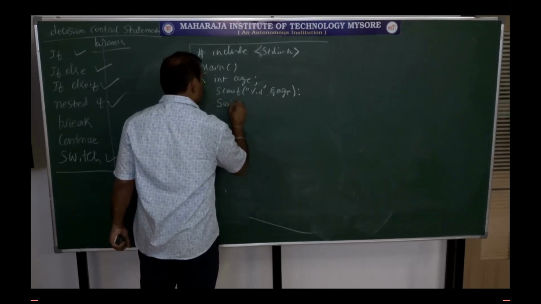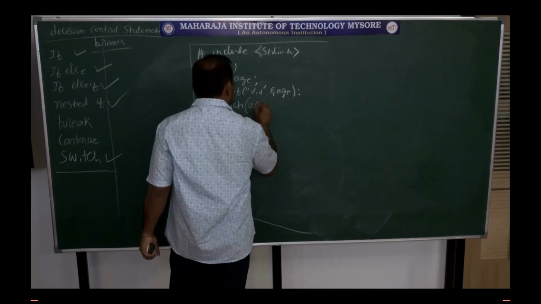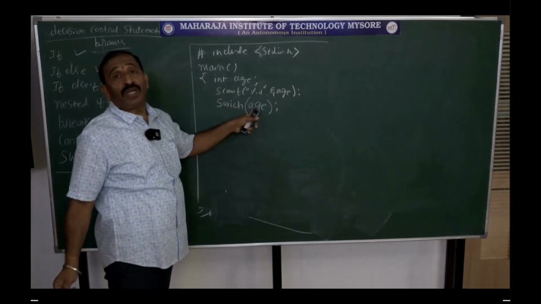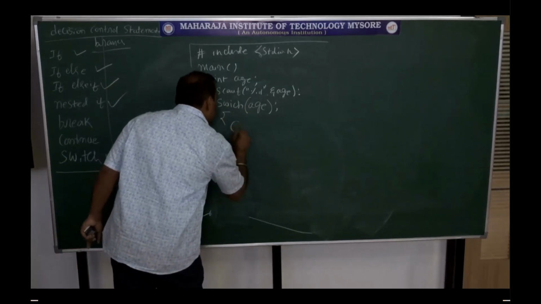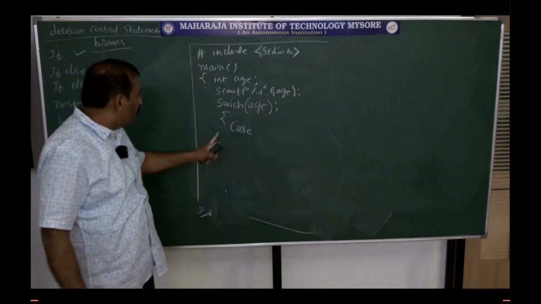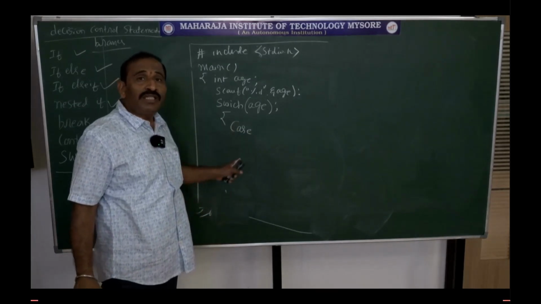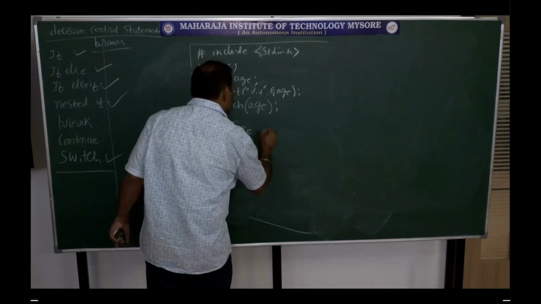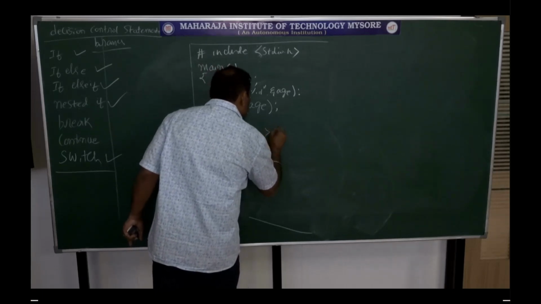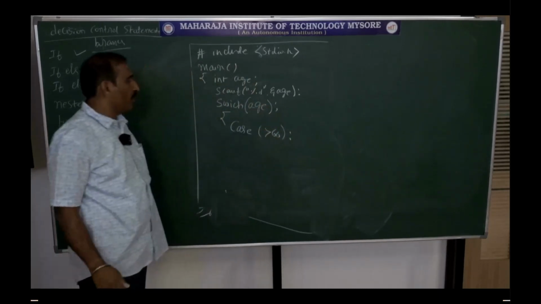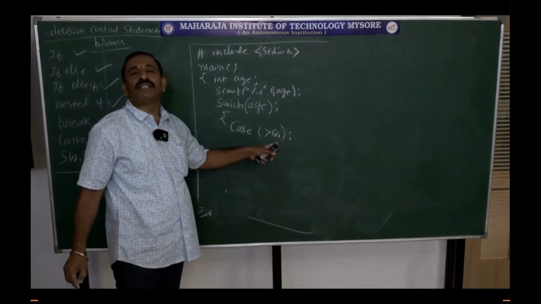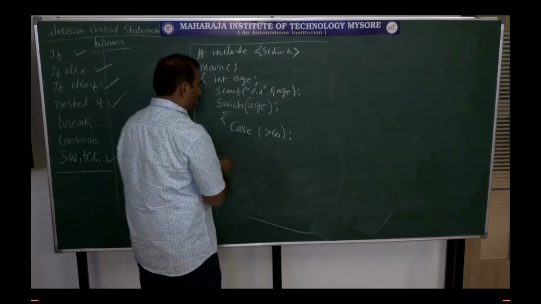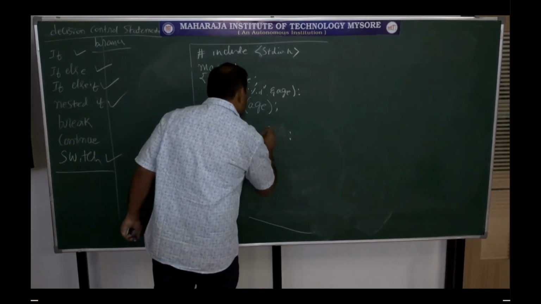Switch, I am using switch based on age value. How does switch work? It goes like this. Case. You are telling all possible cases. You are mentioning all possible cases. Case with greater than 60, or case with 60.